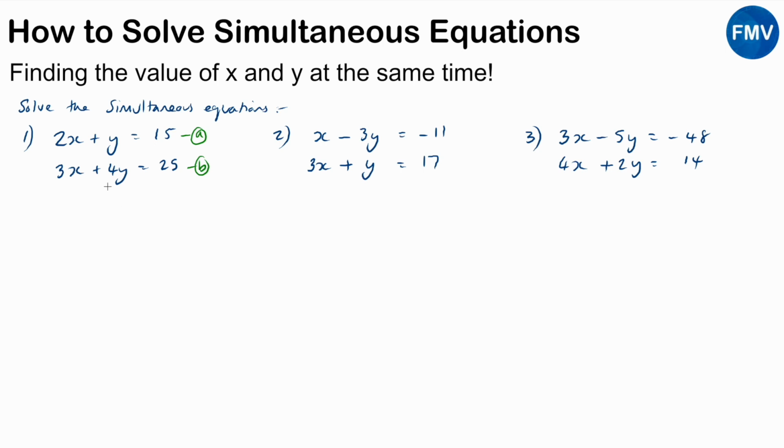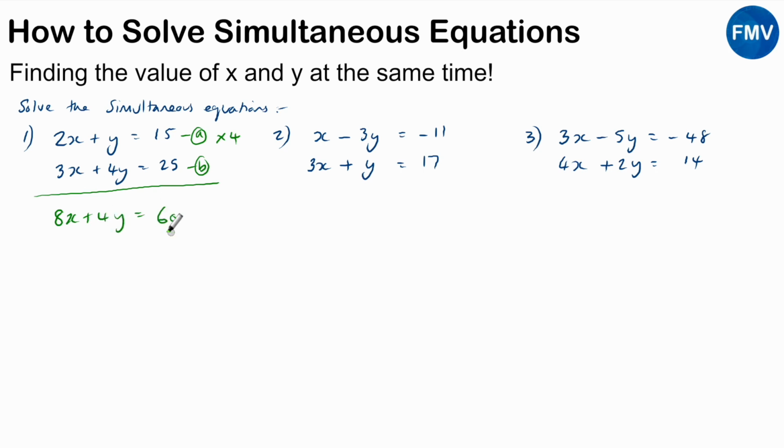We can choose to multiply A by 3 and B by 2, and then we'd have 6x and we can eliminate. Or actually, there's an easier way in this case. We could just choose to make that y 4y and we could eliminate there. So we're going to multiply equation A by 4. So now we've got 8x plus 4y is equal to 60.